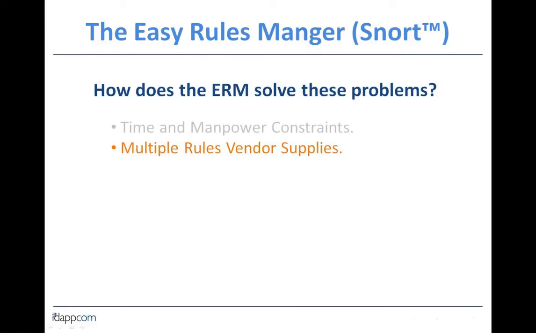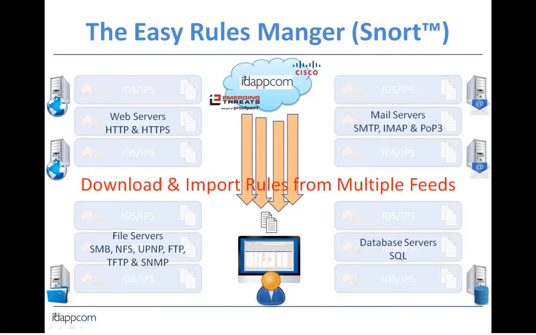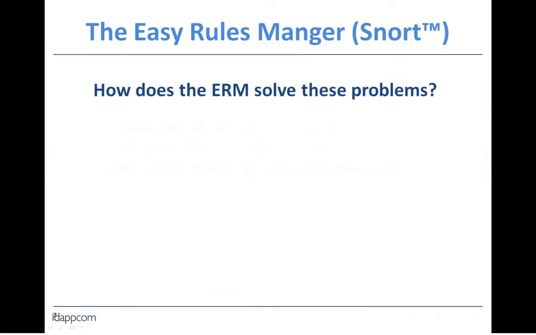Multiple rules vendor supplies. Rules can be downloaded straight into the Easy Rules Manager from different sources. What's more, there are configurable controls that allow you to dictate how you want to import your rules. Do you want to import all rules or only those that have changed since the last import? What do you want to do if you've made a change to a rule and a rule vendor has also made the change to the same rule? The Easy Rules Manager provides you with options to change, so you can make good rule management decisions before you import your new rules.